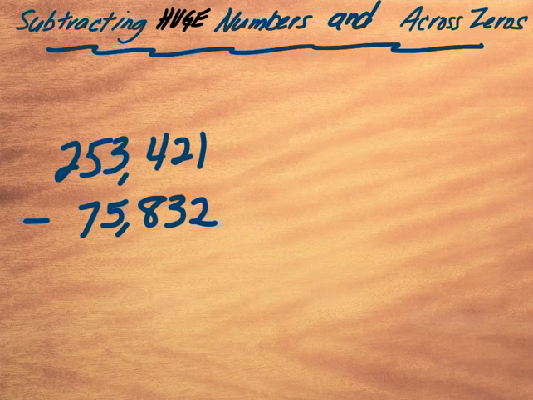Let's start with this problem right here. I've got 253,421 subtract 75,832. Easy peasy, Mr. C. First order of business is to actually do a little regrouping here. We had to borrow. And I'm not going to go too deep into the explanation here because you guys seemed to handle it yesterday pretty well.